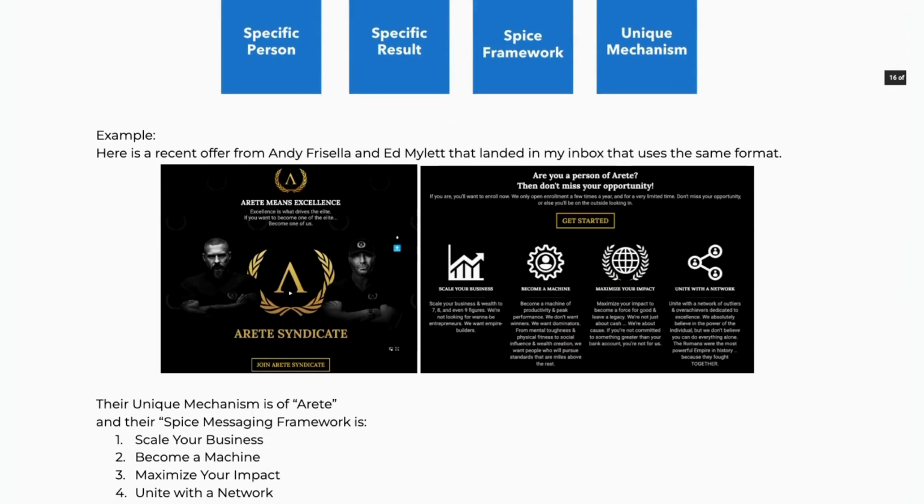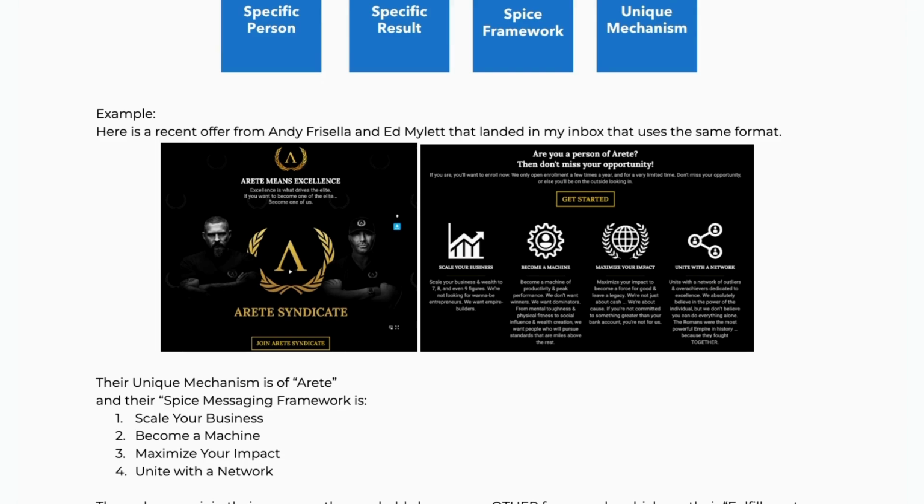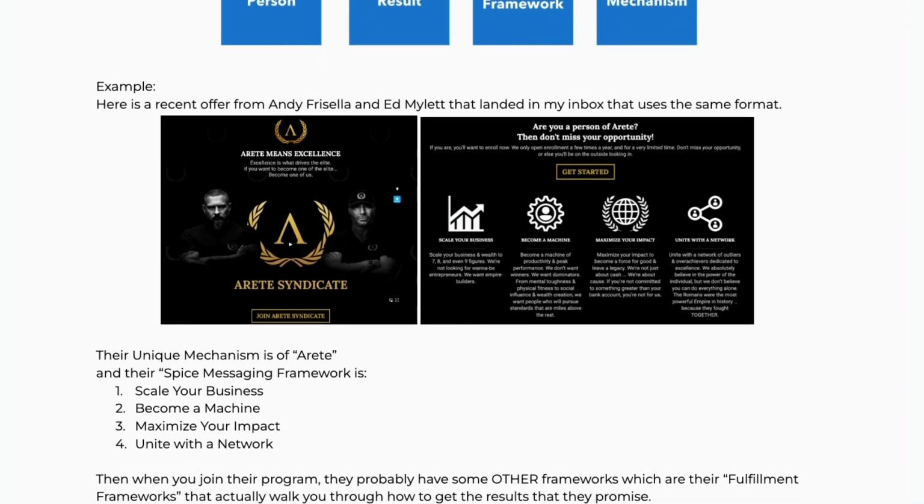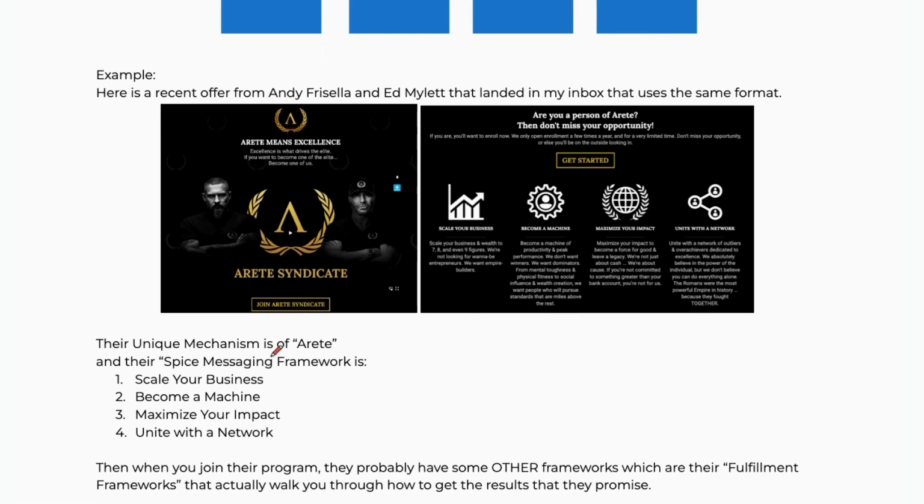And so an example of this, here's a recent offer that came into my email inbox from 2 gentlemen, Andy Frisella and Ed Mylett, right? And you'll see on here that they have their unique mechanism. And if you don't know what a unique mechanism is yet, don't worry, we have all that training for you as well that you will be able to go through if you haven't already. But their unique mechanism is this thing called Arete, right? So Arete is their unique mechanism. And then if you scroll down on their page, they have scale your business, become a machine, maximize your impact, and unite with a network. That is their messaging framework. That is their spice messaging framework.